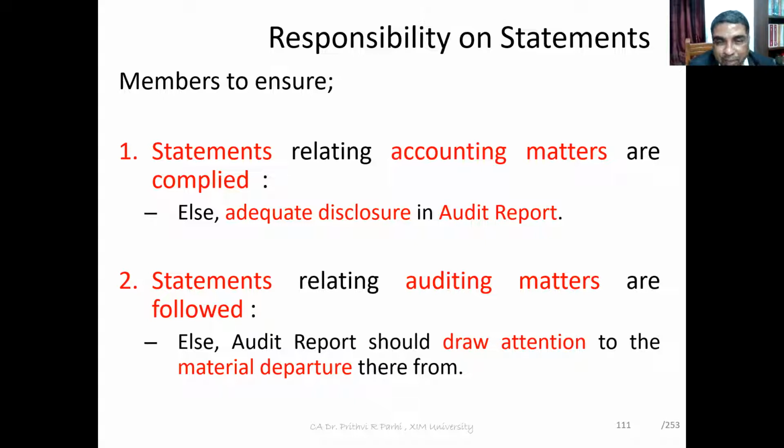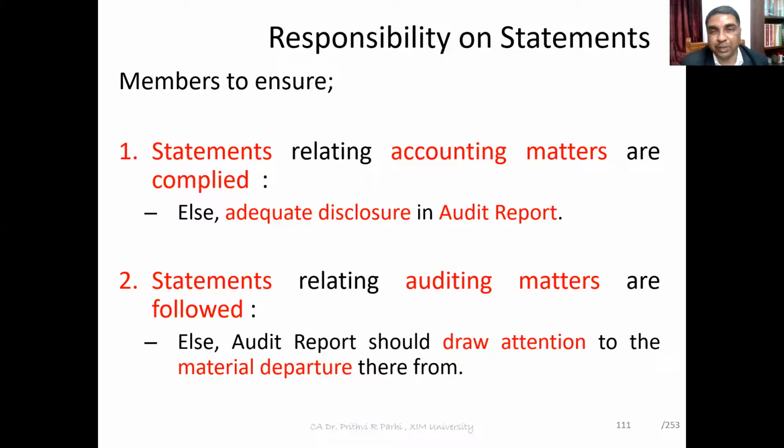And the statements relating to auditing matters are also supposed to be followed in the course of audit. Okay, if those auditing standards, or guidance notes on auditing, or general clarifications on auditing are not followed, then the audit report should draw attention to the material departure therefrom. Let us say an auditing standard says something and the auditor has not followed that. Then the auditor should clearly mention in his report that in such a situation, the standards are not followed. Okay. If there is a material departure from the standard, the auditor needs to disclose it. Got it, friends?